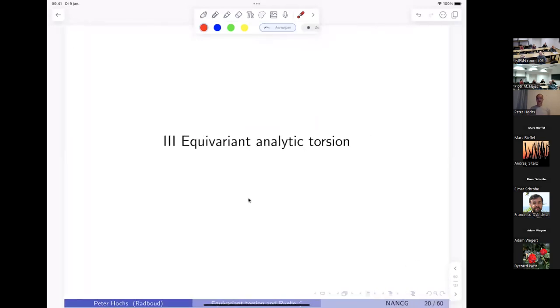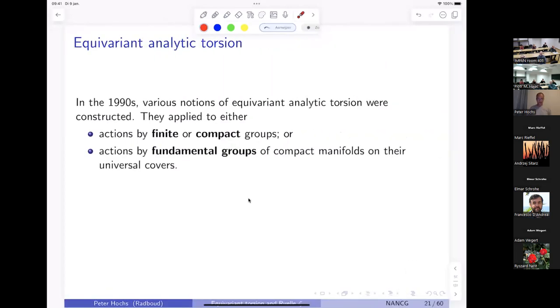Okay. In the time that's left, I want to talk about how to generalize all of this to an equivariant setting. I'll start with analytic torsion. In the 90s, there were lots of papers about this where people included group actions and looked at how you can define an equivariant version of analytic torsion that incorporates a group action somehow. And the cases people looked at in the 90s were two types of cases. Either the group was finite or compact, or you look at a compact manifold, take its universal cover, and let the fundamental group of the compact manifold act on the universal cover.